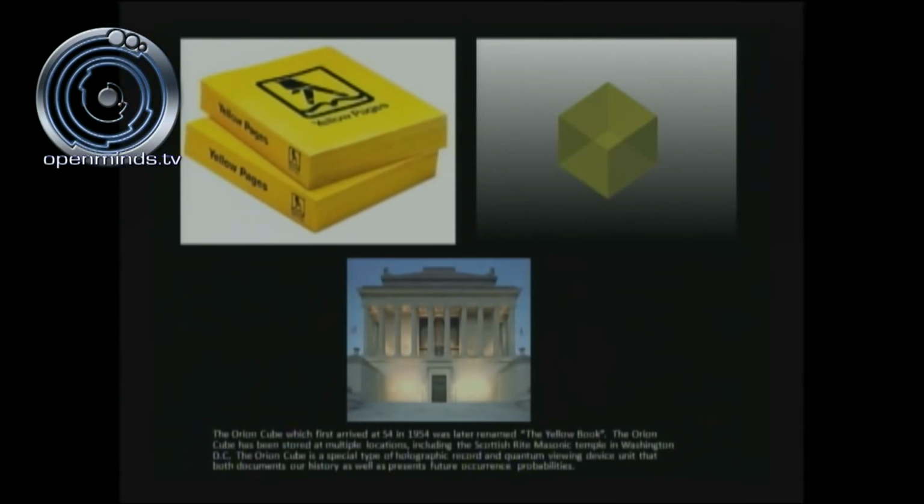There were protocols that had to be followed in order to activate this. And at one time, it's believed that this cube was stored at level 4-1. Later, it was moved to the Scottish Rite Masonic Temple just outside Washington, D.C. From that point further, we don't know where it is. So that's the lineage of the Orion Cube.